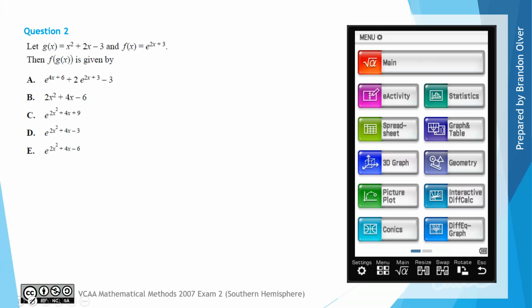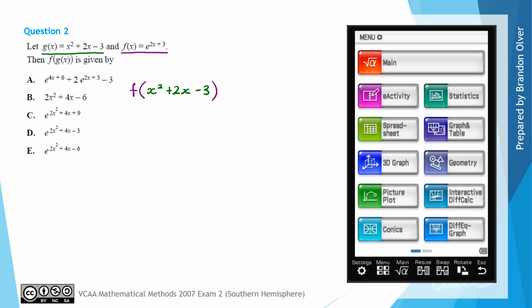So for question 2, we let g of x equal x squared plus 2x minus 3, and f of x is e to the power of 2x plus 3. And the question asks us to find f of g of x's rule. So f of g of x would be f with g of x substituted in, so that's going to be x squared plus 2x minus 3 inside f of x.